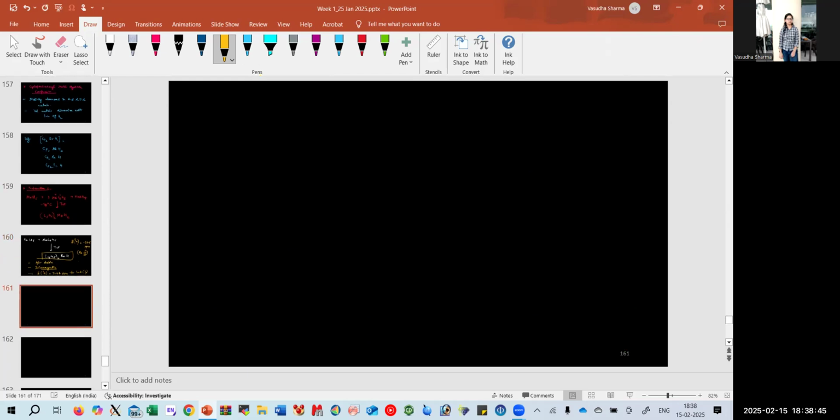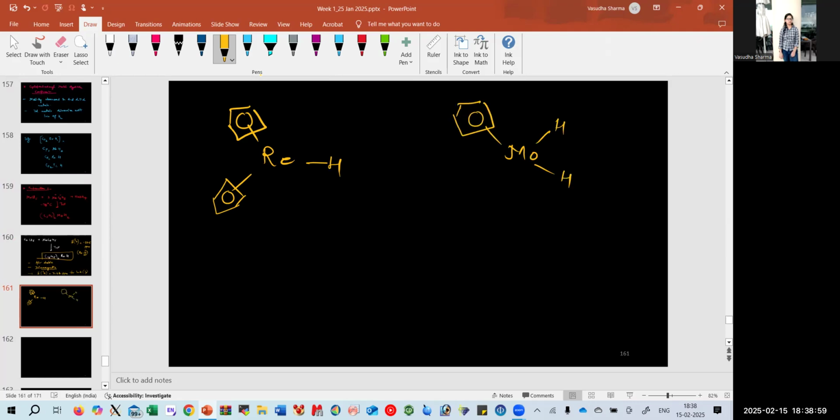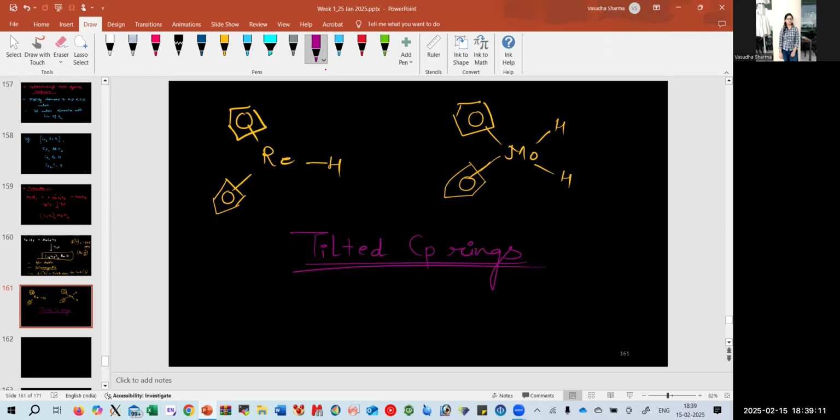So how does their structure look? Their structures are a little tilted, the Cp groups, the hydride, as well as molybdenum, which will form two hydrides. So these are called tilted Cp rings in these hydride complexes.